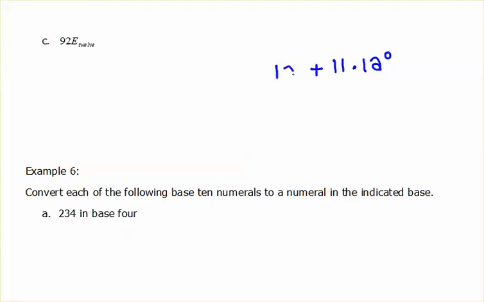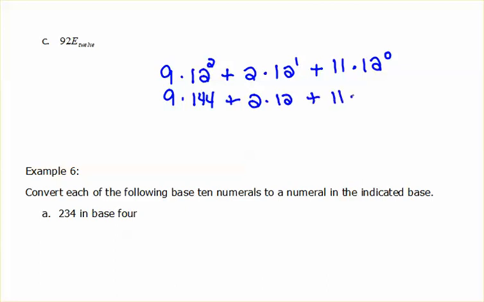Plus, our next position would be 12 to the first, and there's a 2 in that position. Plus, the next place value would be 12 squared, and there's a 9 in that position. So when we do our exponents, we'll have 9 times 12 squared is 144. I have to really watch myself doing it too. Then 2 times 12 to the first is 12, plus 11 times 12 to the 0 is 1.